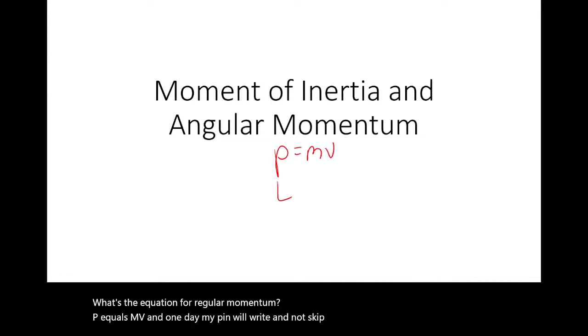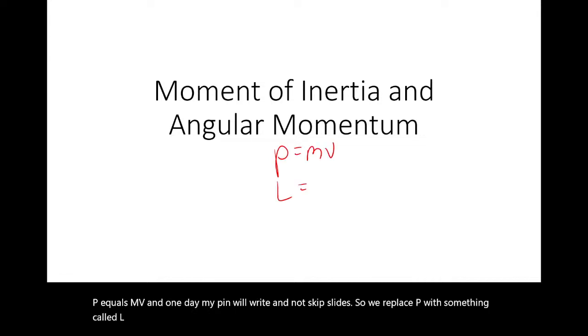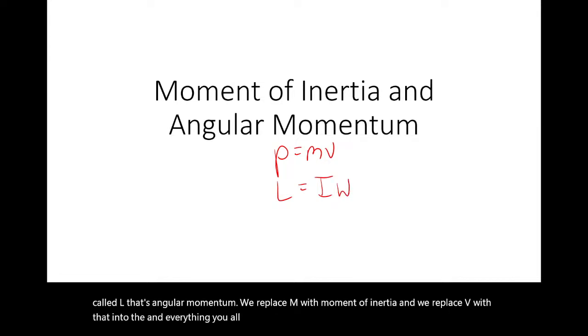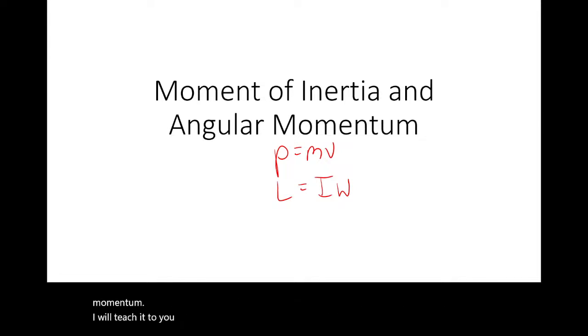So we replace P with something called L, that's angular momentum. We replace m with moment of inertia, and we replace v with angular velocity, and ta-da! Everything you all did for regular momentum, you can do for angular momentum. I won't teach it to you all, but if you can do regular momentum, you can do angular.